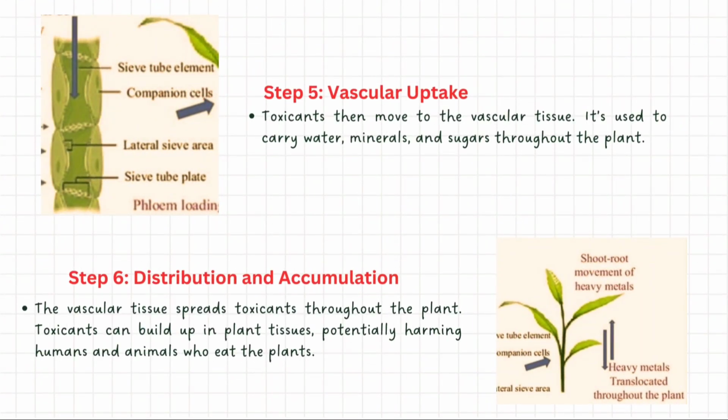The fifth step is vascular uptake. Toxicant then moves to the vascular tissue. It is used to carry water, minerals, and sugar throughout the plant. Step 6, distribution and accumulation. The vascular tissue spreads toxicant throughout the plant. Toxicant can build up in the plant tissue, potentially harming humans and animals who eat the plant.